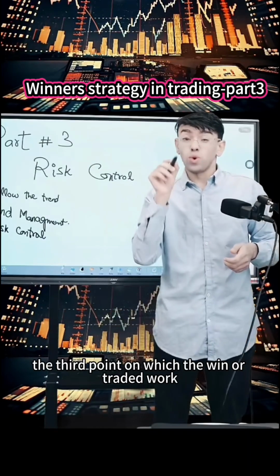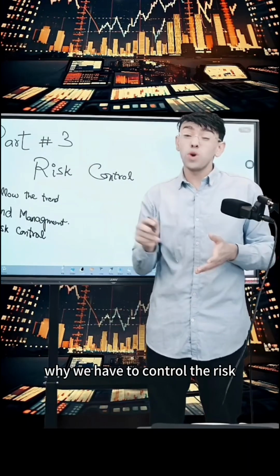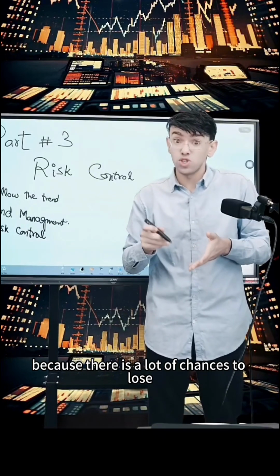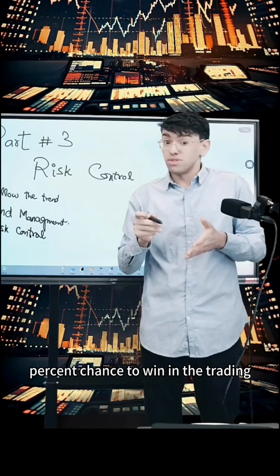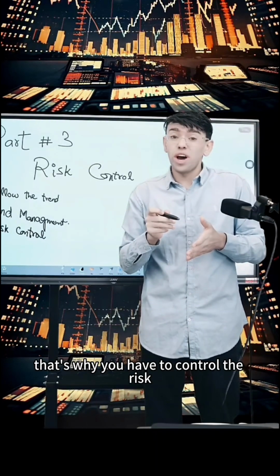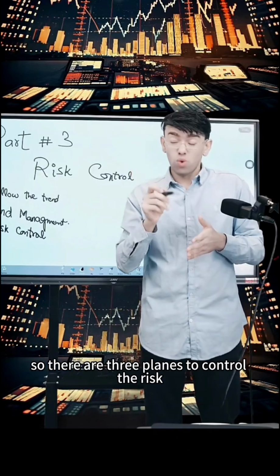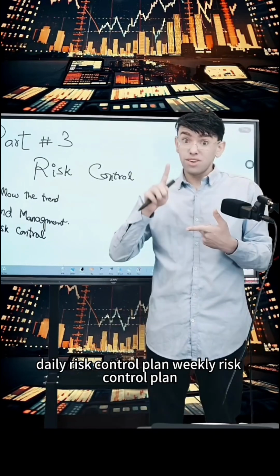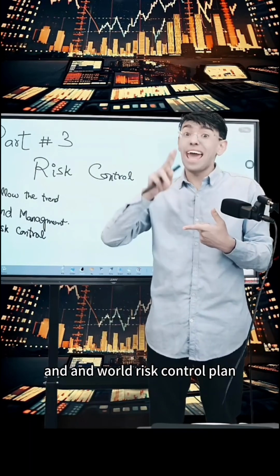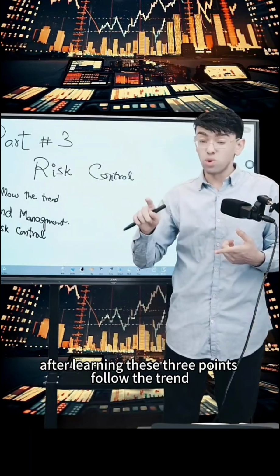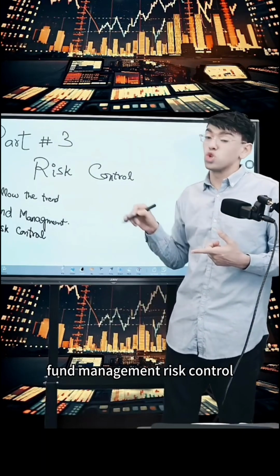The third point on which the winner traders work is risk control. Why do we have to control the risk? Because there is a lot of chance to lose. There is no 100% chance to win in the trading. That's why you have to control the risk. So there are 3 plans to control the risk: daily risk control plan, weekly risk control plan, and annual risk control plan.